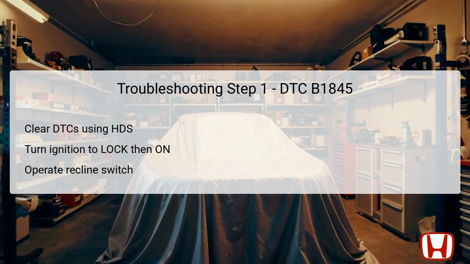The first troubleshooting step involves clearing any existing diagnostic trouble codes, DTCs, using the Honda Diagnostics System, HDS. After clearing the DTCs, the ignition switch must be turned to the lock position, which signifies that the vehicle is off. Following this, turn the ignition back to the on position, referred to as on 2. This step ensures that the vehicle's systems reset and prepare for the next test.